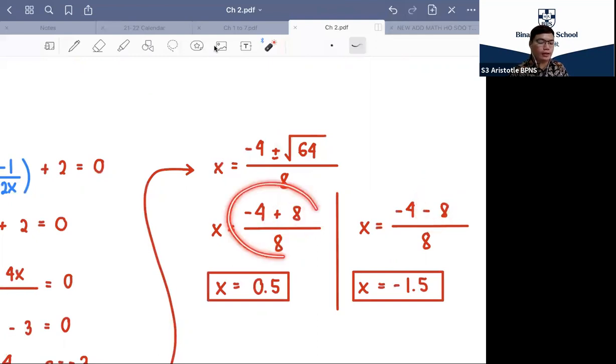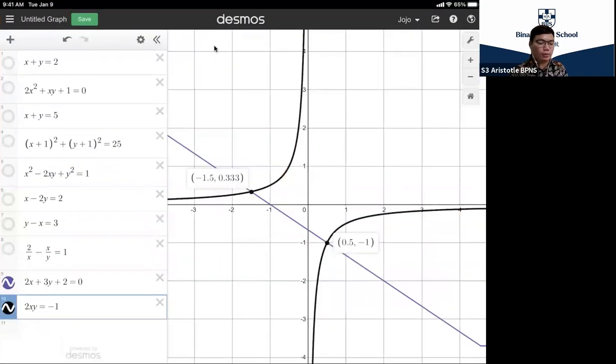So simplifying this, you'll get 0.5. Simplifying this, you'll get negative 1.5. That's it for your 2x values. If you go back to Desmos, we are correct. So we have your 1.5 here, or negative 1.5, and your 0.5 over here.